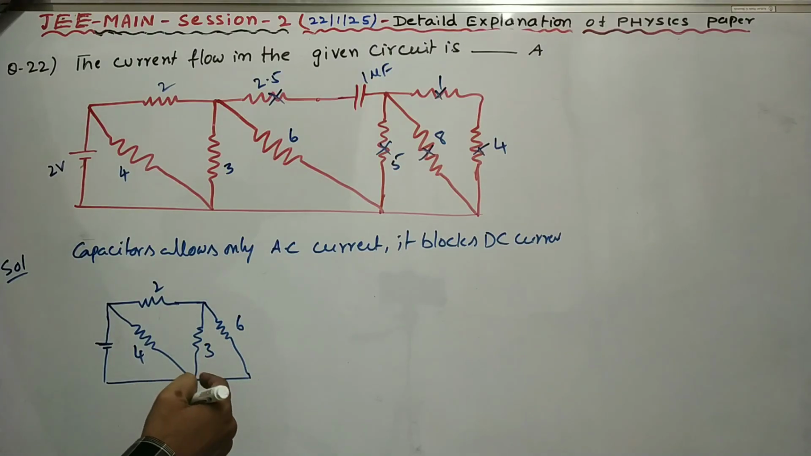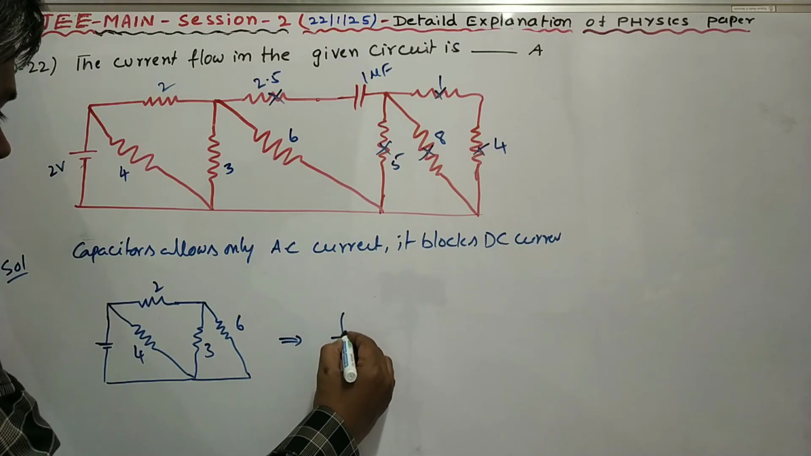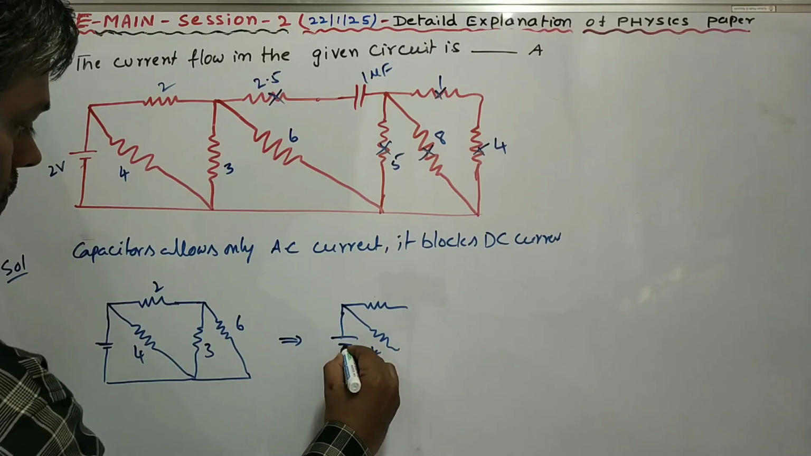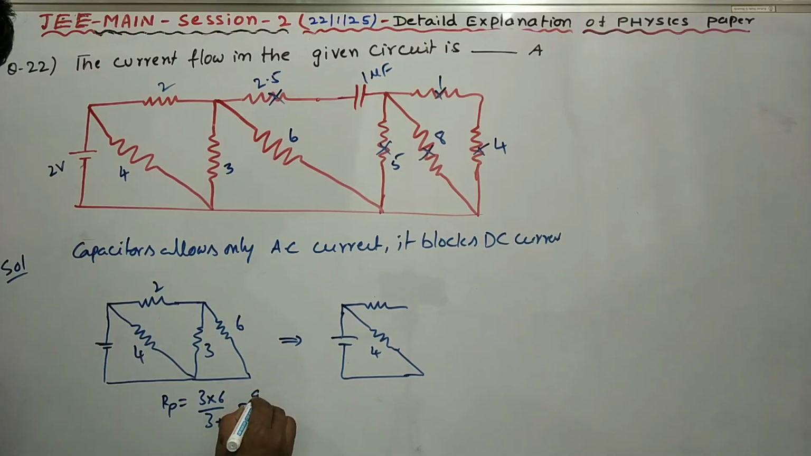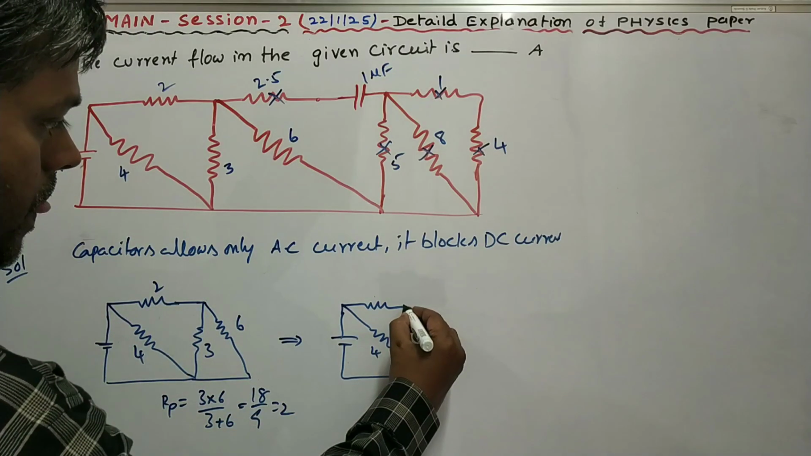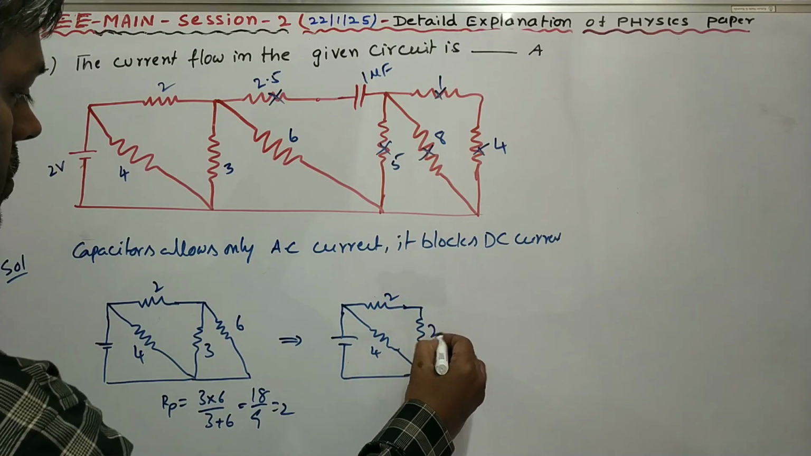These two are in parallel, so redraw the circuit. This is 2 ohm, this is 4 ohm. Instead of these, the 3 and 6 are in parallel. So Rp is equal to 3 into 6 by 3 plus 6, which is 18 by 9, equal to 2. So instead of these two, you can write 2 ohm. Now this is 2, this is 2.